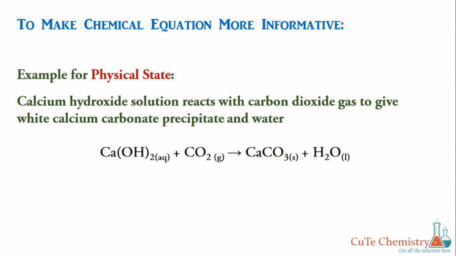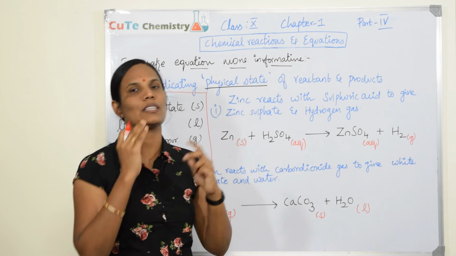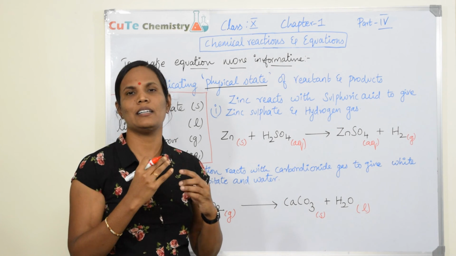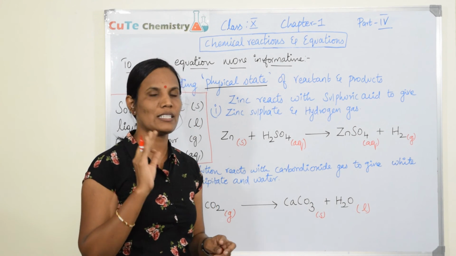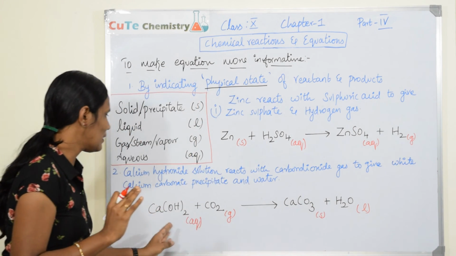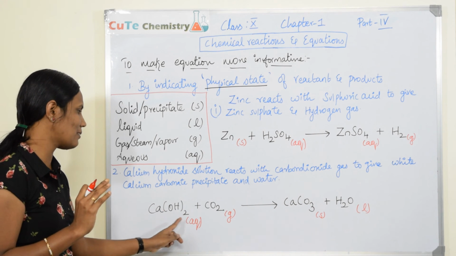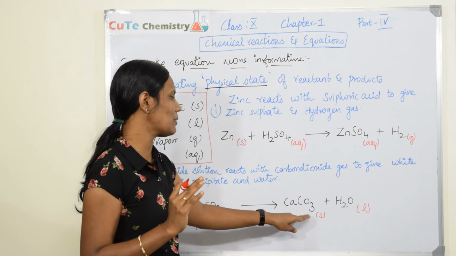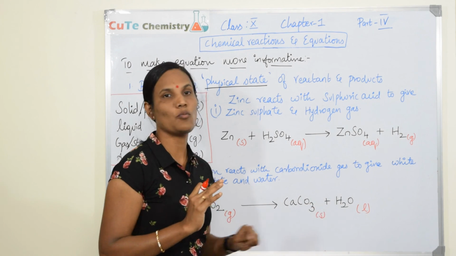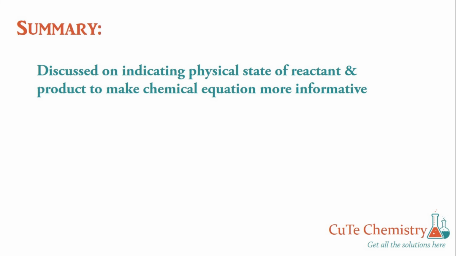Along with that we are getting water. For water, we have to mention the state as liquid. Water is a liquid. It is not an aqueous solution. When water combines with any salt, then it will be available as an aqueous solution. But water itself is a liquid. So the state of water is l. So I'll read this equation: aqueous calcium hydroxide reacts with carbon dioxide gas to give calcium carbonate precipitate and water. This is how we have to represent the physical state of reactant as well as product.